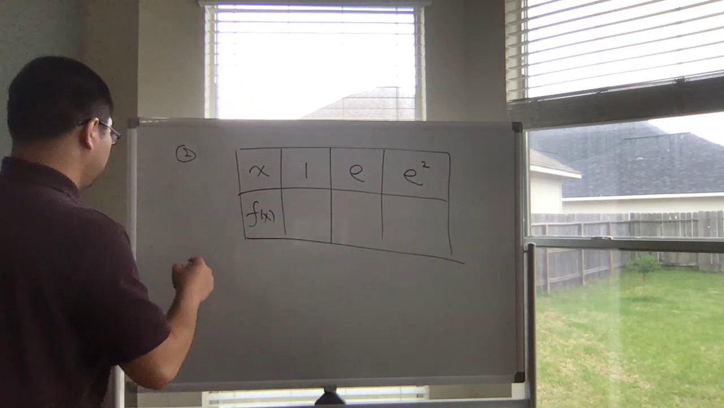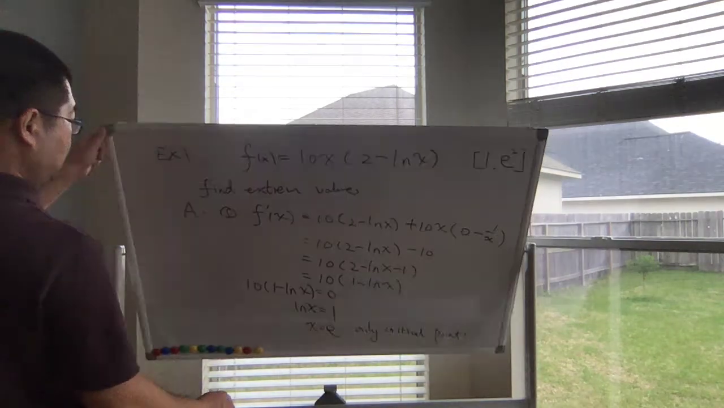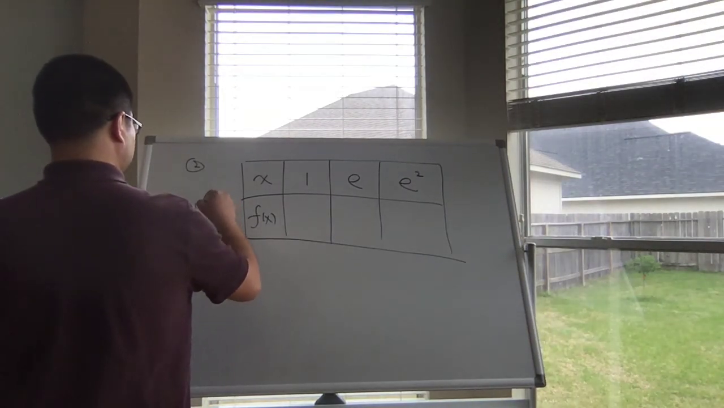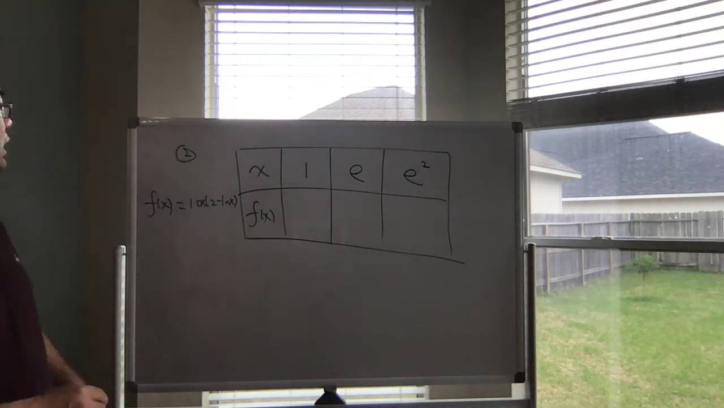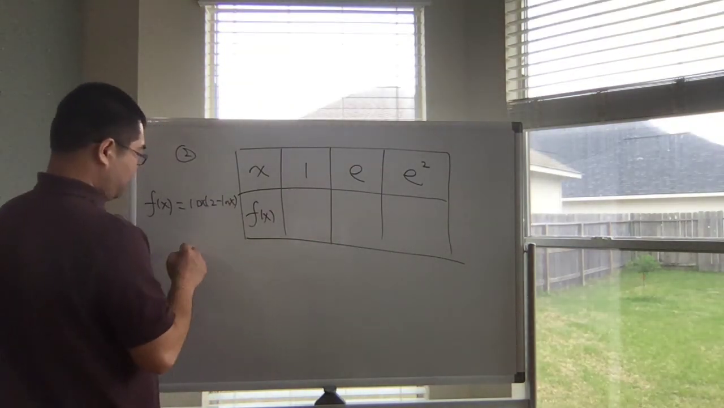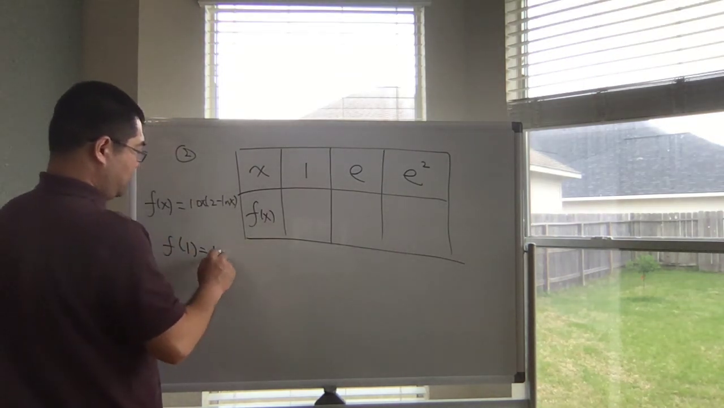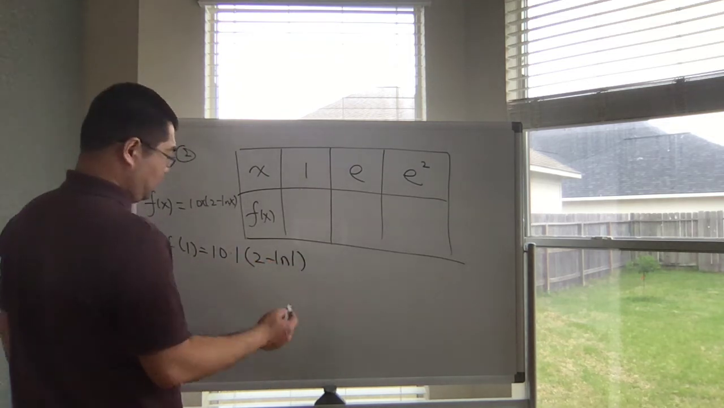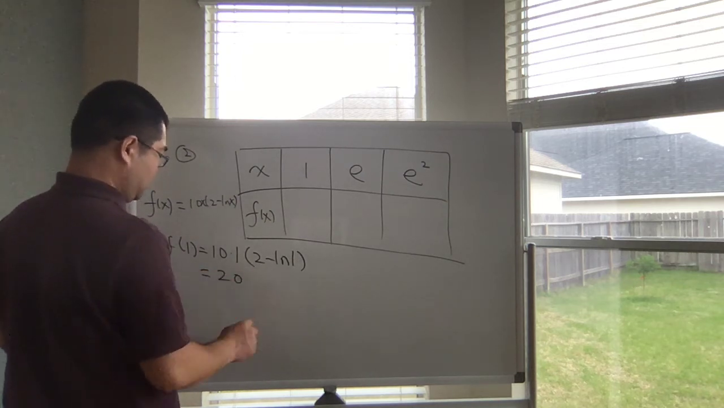And our f(x) is 10x times (2 minus ln of x), and I start the evaluations here. f(1) is 10 times 1 times (2 minus ln of 1). Ln of 1 is 0, so we have 20.